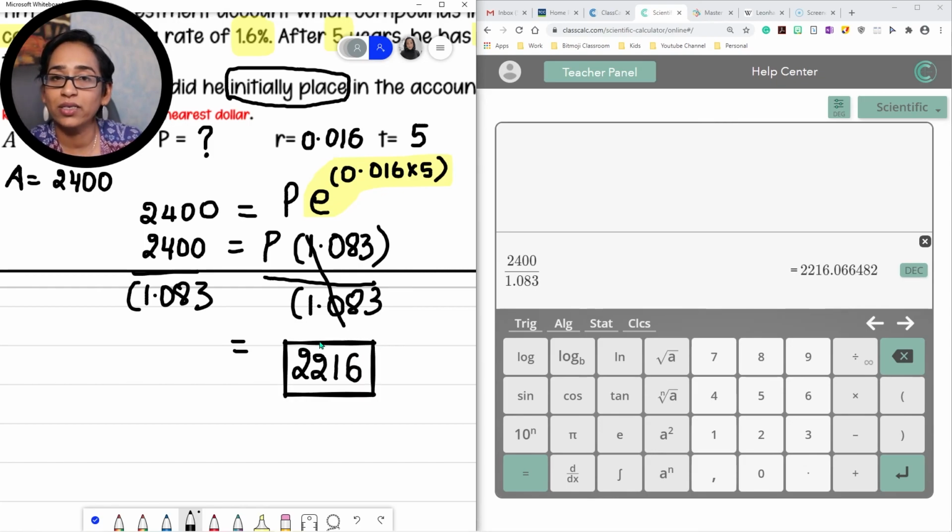How do I know this is correct? Because your initial amount is always smaller than your final amount, because remember, you're getting paid interest, so you always get more than what you invested. So here, just by looking at the numbers, I know they look reasonable. I invest $2,216. After 5 years, I get $2,400. That is reasonable. But if you get 20,000, 30,000, then you always have to take a step back and see, does that even make sense? I invested $20,000 and I got $2,000. That's not right. So always read what the problem is asking for and then work your problem out.